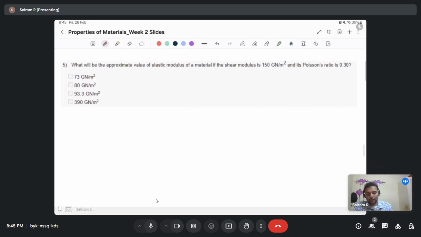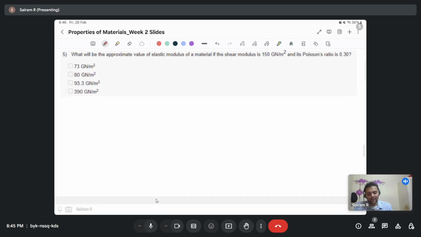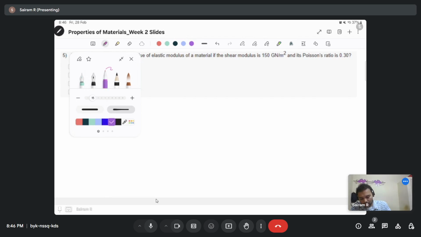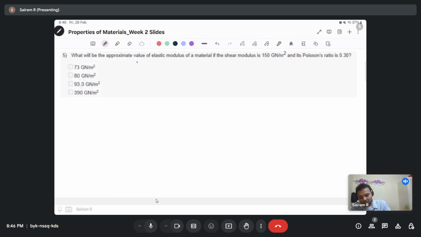What will be the approximate value of the elastic modulus of a material if the shear modulus is 150 giganewton per meter square and its Poisson's ratio is 0.3? So what we need to find out here is E. The shear modulus G is given: G equals 150 Newton per meter square. We know the Poisson's ratio is 0.3. We need to find E.